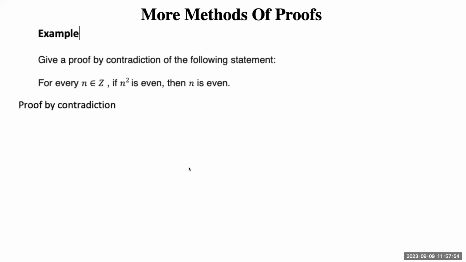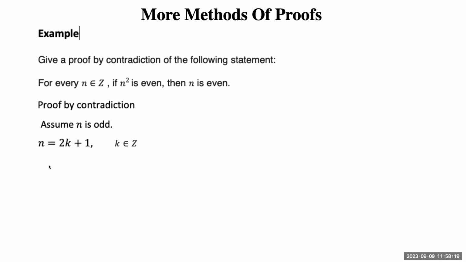Okay. Proof by contradiction. We're going to assume n is odd. Why? Because that's the opposite of what we're saying. So remember, it's if p, then q. So q is n is even. We're going to assume not q. n is odd. Then what does that mean? n is 2k plus 1, where k is an integer. Okay, that's what it means to be an odd number.